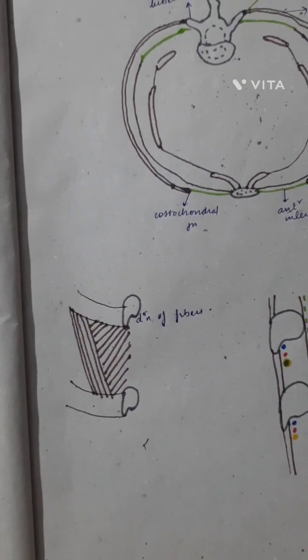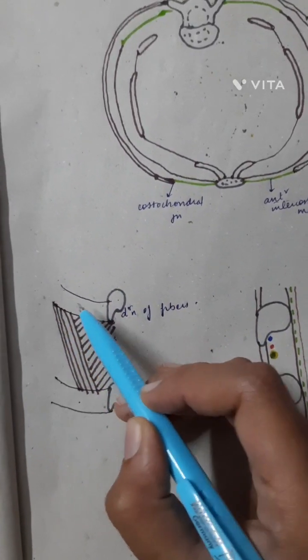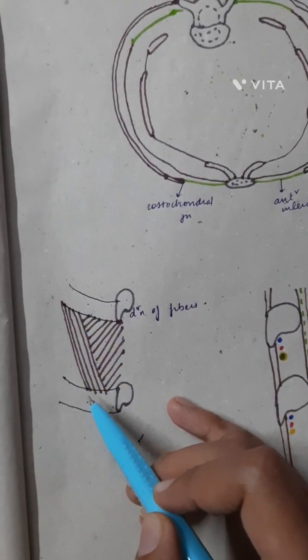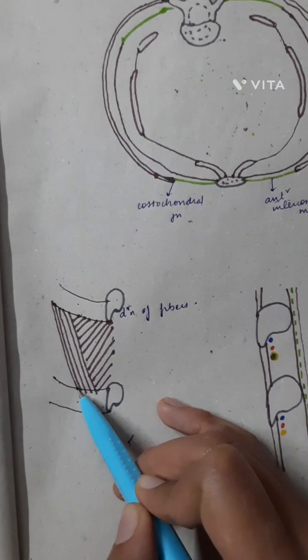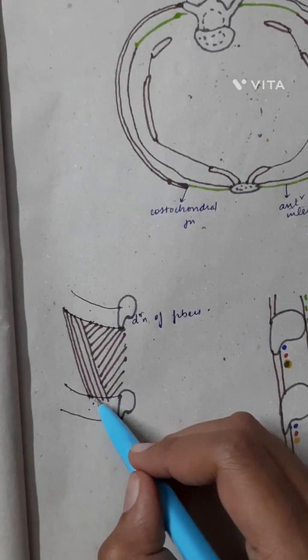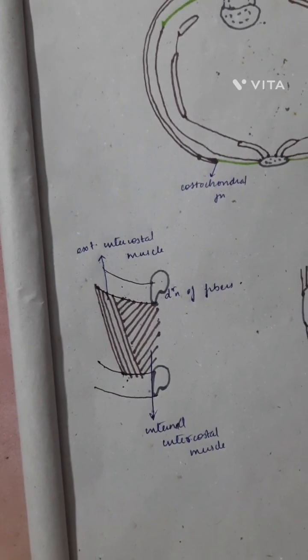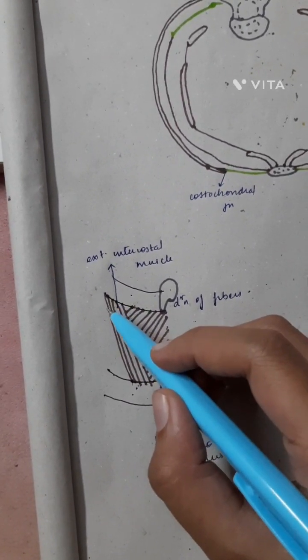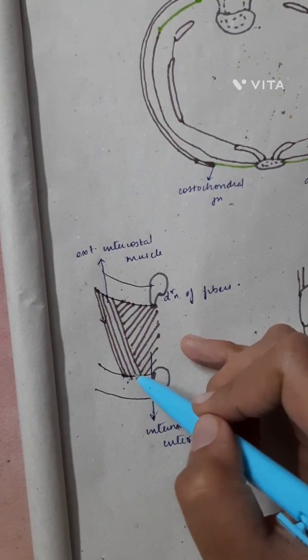Now coming to its origin and insertion. It arises from the lower border of the rib above and is inserted into the outer lip of the upper border of the rib below. The direction of the fibers is downward, forward and medially.